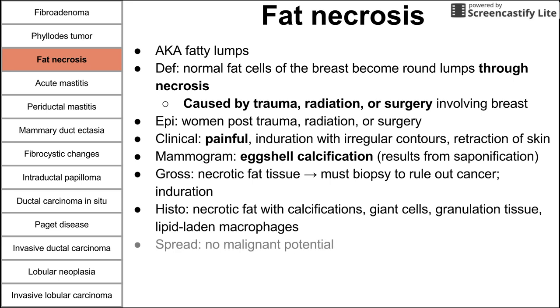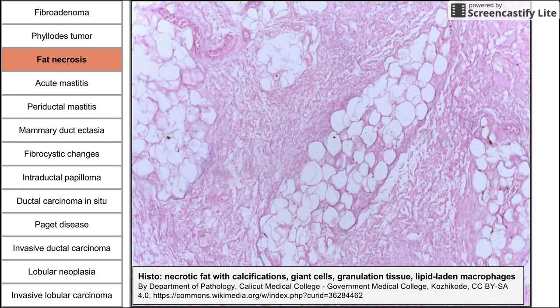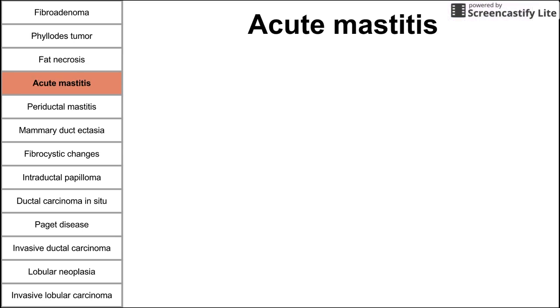the fat necrosis reaction. There's no malignant potential to these, although they do resemble some cancers, so you do have to biopsy to rule out cancer. So again, confused with cancer because of calcifications, induration, skin retraction, and irregular contours. Treatment is not necessary. They can be removed surgically if desired. So this is the necrotic fat with calcifications. On histology, you can see these white globs are all fat, are all necrotic fat and lipid-laden macrophages.